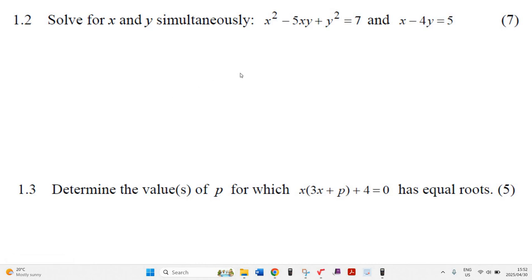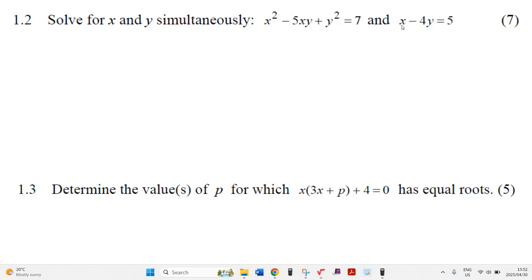Okay, let's try this simultaneous equation. This is pretty straightforward, but it's pretty easy to mess up. At least I messed it up once, so I imagine you guys could mess it up too. But the first two steps aren't hard. We have to make one of these letters, x or y, the subject.